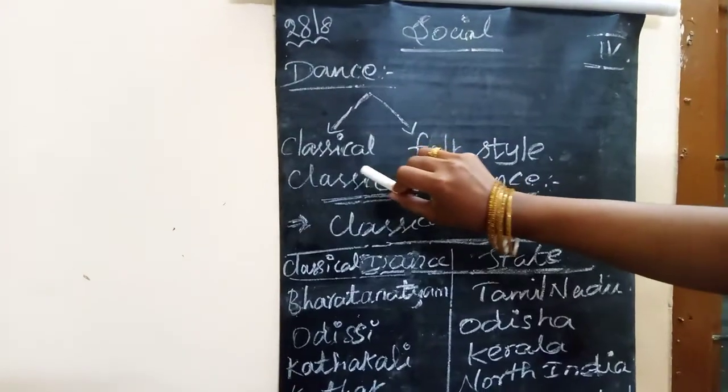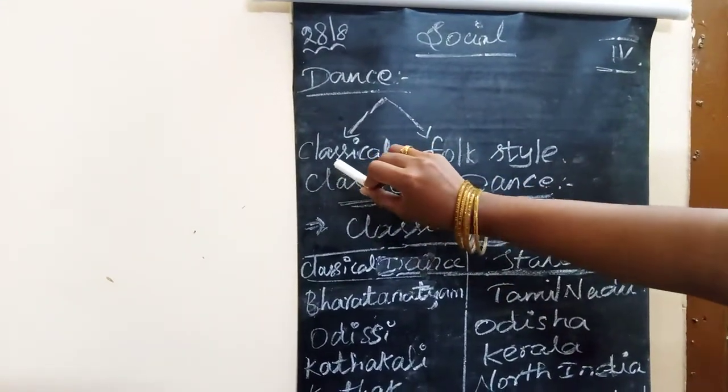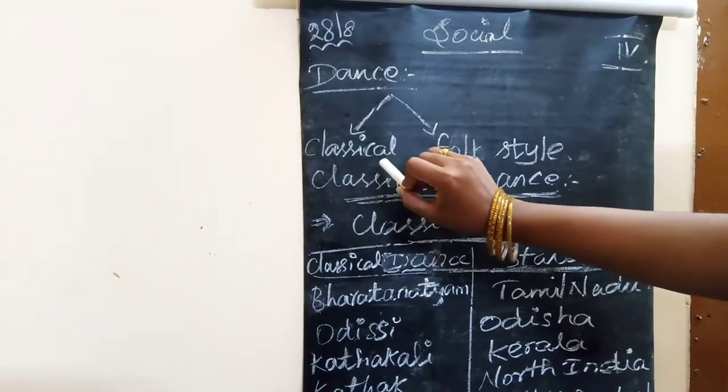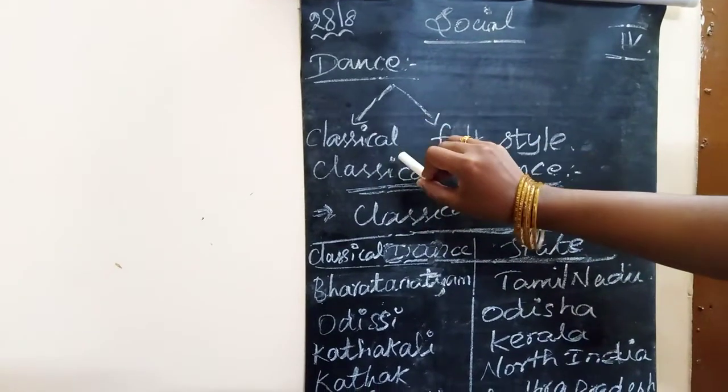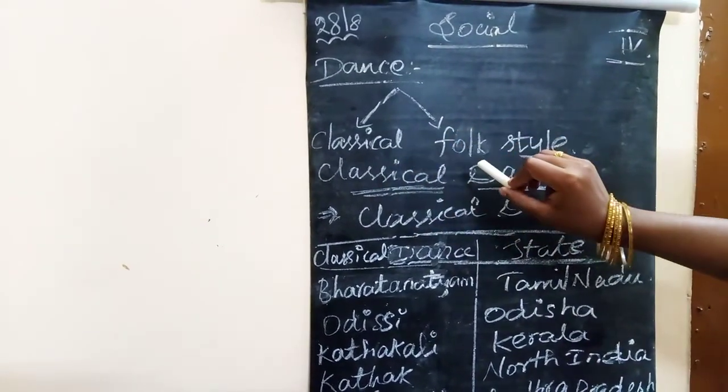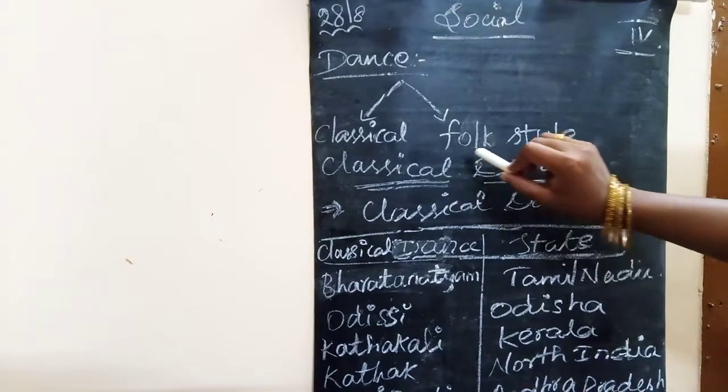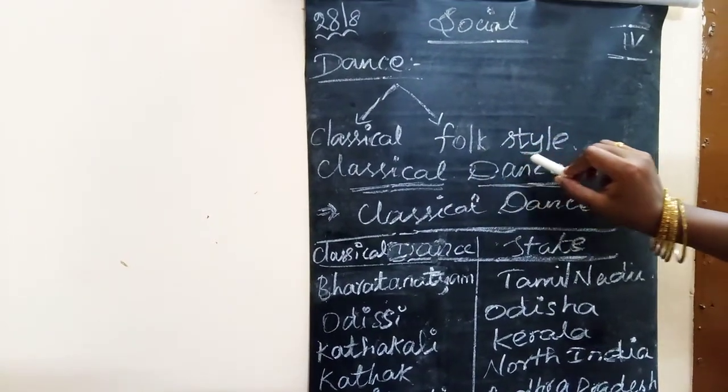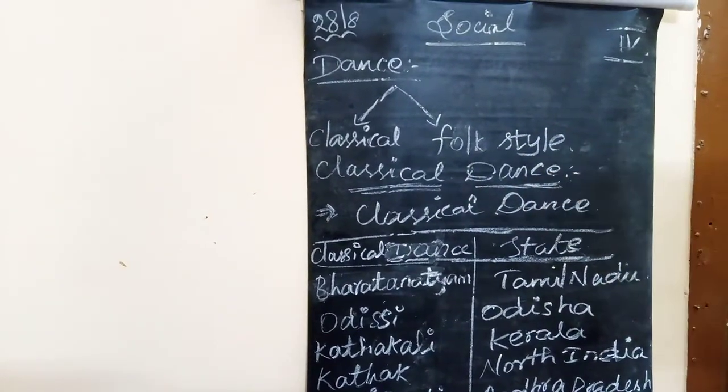So the first one, classical, C-L-A-S-S-I-C-A-L, classical. This is the first form of dance, and the second form is called folk style, F-O-L-K, folk style, S-T-Y-L-E, folk style.